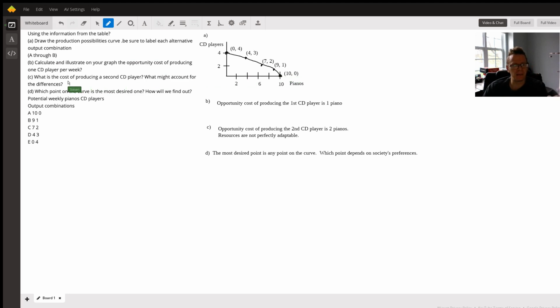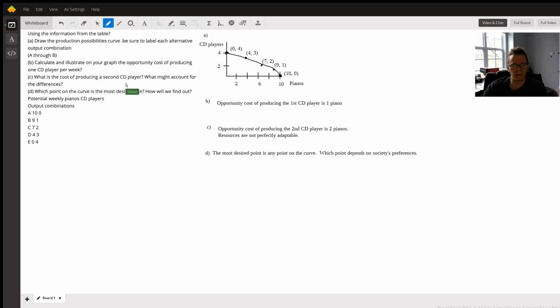Now on part B, when it asks you to show the opportunity cost of producing one CD player for the week: if we were to produce the first CD player, currently we're at 10 pianos, no CD players. If we were to produce that first CD player, it would only cost us one piano, right? So if we want one CD player, you're looking at this particular point, we can still make 9 pianos. So the opportunity cost of that first CD player for the week is only one piano.